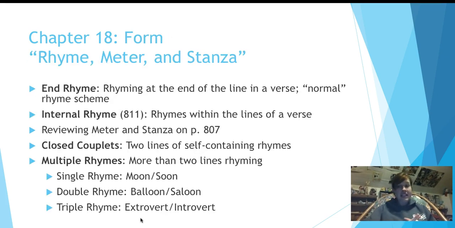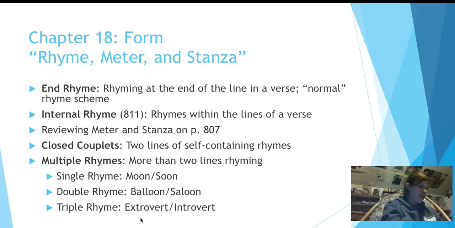That's chapter 17. Lots of terms there. The same goes with chapter 18, which is on form, which is where we revisit rhyme, meter, and stanza. And we get more terms to go along with that. So we're looking up chapter 18. We start off on page 805 and go from there. And I jump around a little bit with our terminology in this chapter.